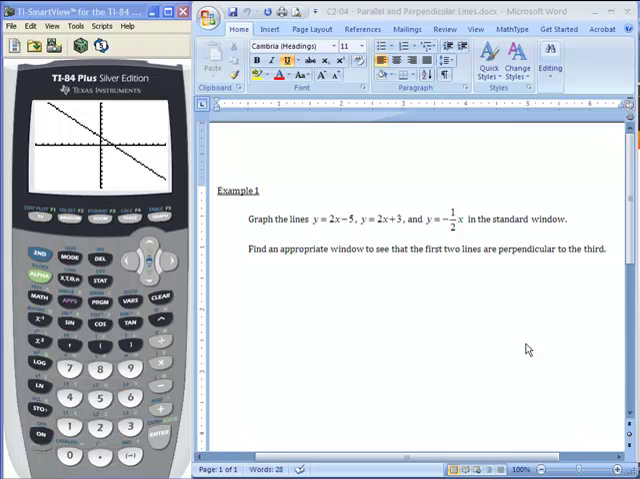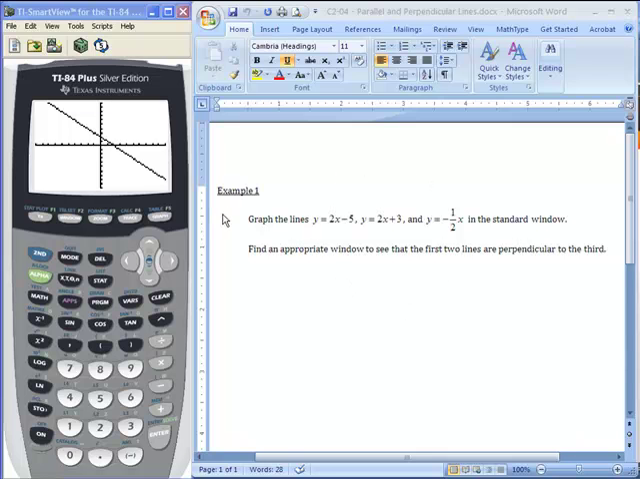Parallel and perpendicular lines. The primary purpose of this video example is to introduce you to something called zoom square on the calculator. It's a different zoom mode than we've previously used, since we've really only used the zoom standard mode. We'll get introduced to some others down the road. But zoom square has its purposes, and we're going to see one of those here.